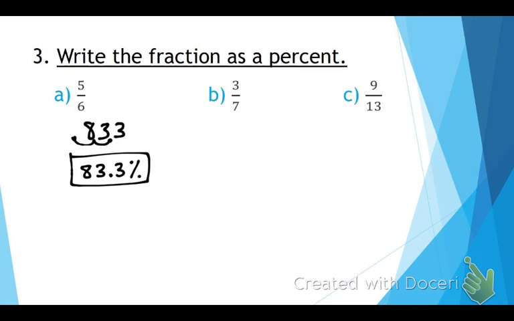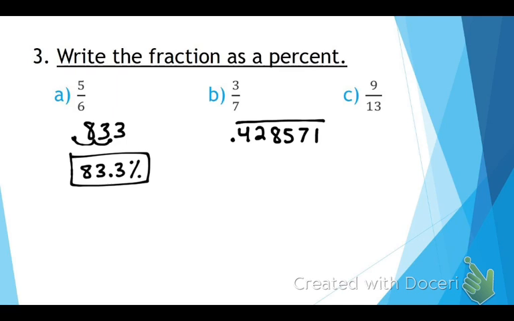Kayla, do it for me. 3/7. You put into your calculator as 3/7. Okay. And what do you get when it comes out? You get 0.428571426. Okay, so it just keeps going and it keeps on repeating.